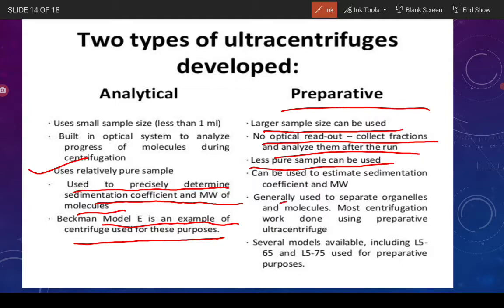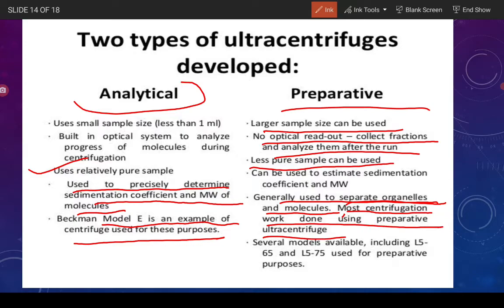Now, preparative ultracentrifuges are generally used to separate organelles. In the analytical ultracentrifuge, we usually separate biomolecules like proteins and measure their purities, etc. Right? But in preparative ultracentrifuges, we separate the organelles, the tissues, and molecules. Most centrifugation work is done using preparative ultracentrifuges.